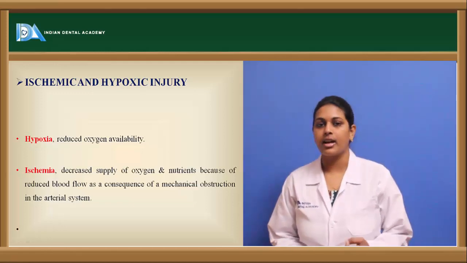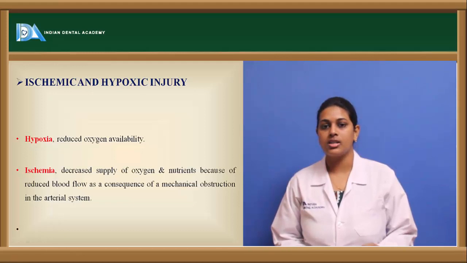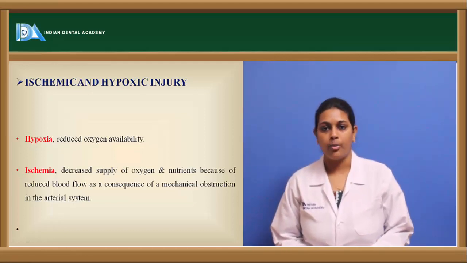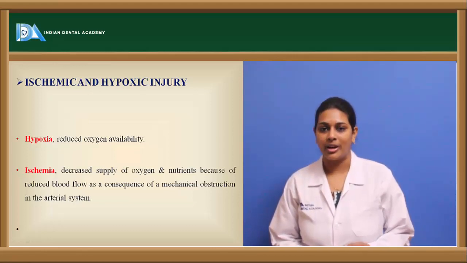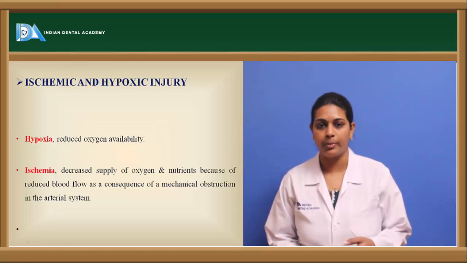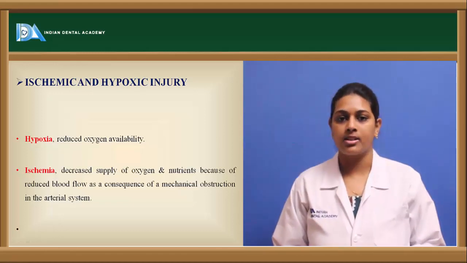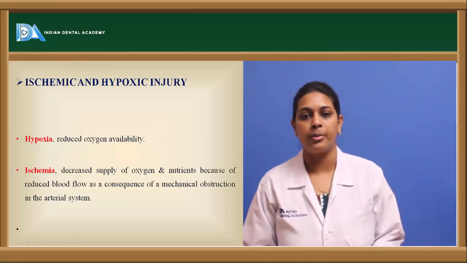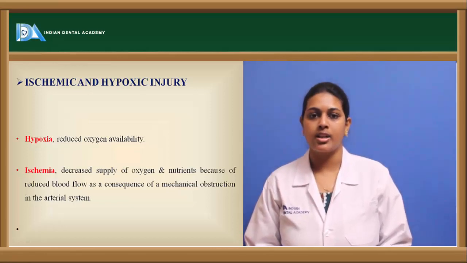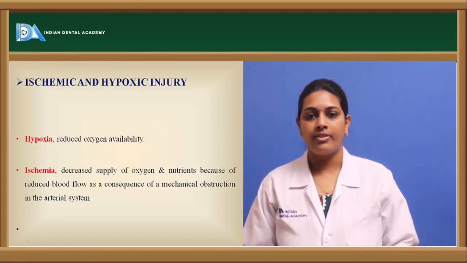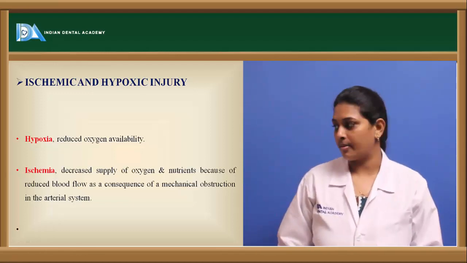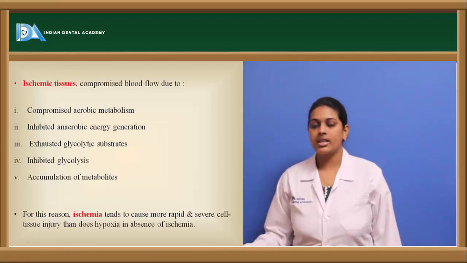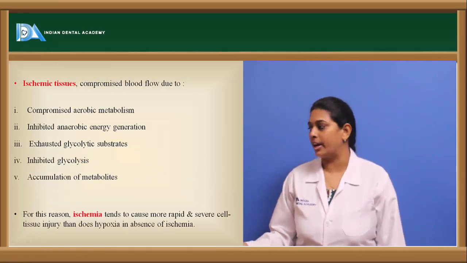Whereas ischemia is also a state where there is a decreased oxygen supply in our body, but this decreased oxygen supply is associated with a decrease in blood flow. This decreased blood flow could be because of an obstruction in the arterial system. It could be because of thrombi or emboli which block the arterial system, thereby block the blood flow, and ultimately result in a reduced oxygen supply to the tissues. So ischemic tissue shows a compromised blood flow.